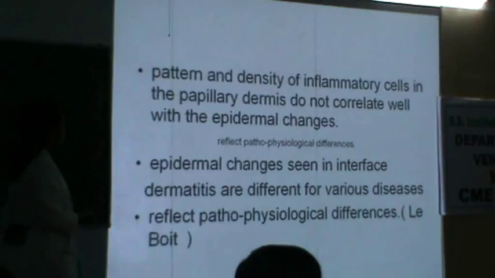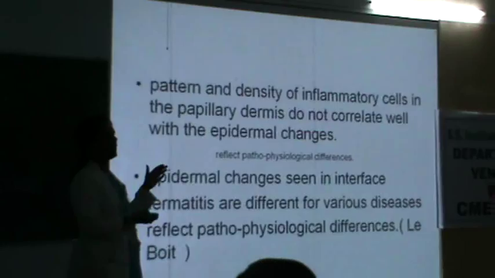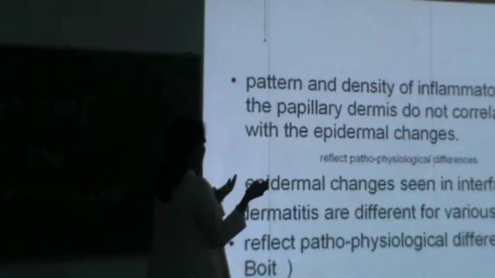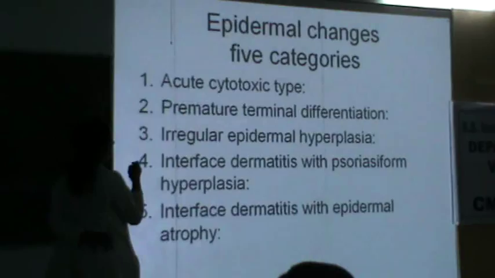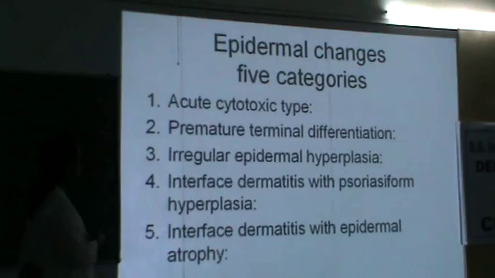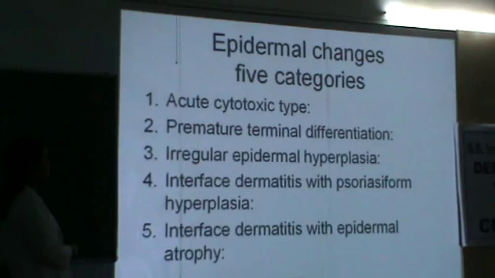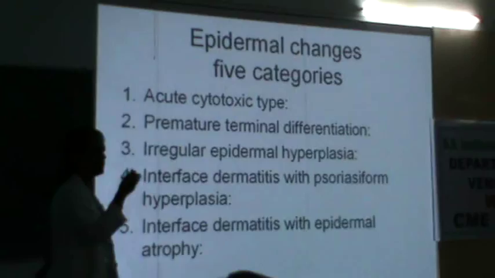The pattern and density of inflammatory cells in the papillary dermis do not correlate well with the epidermal changes. There are epidermal changes that occur, but these do not correlate with the amount or the type of inflammatory infiltrate that is present. So based on the epidermal changes, what are the different types seen in interphase dermatitis? They are categorized into five: acute cytotoxic type, premature terminal differentiation, irregular epidermal hyperplasia, interphase dermatitis with psoriasiform hyperplasia, and interphase dermatitis with epidermal atrophy. So five changes we could see in the epidermis in case of interphase dermatitis.